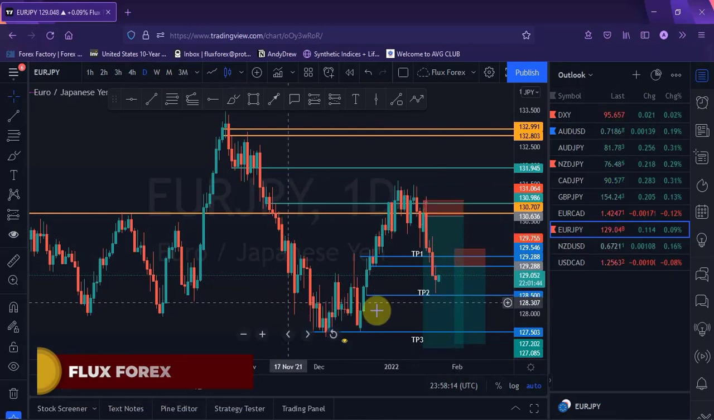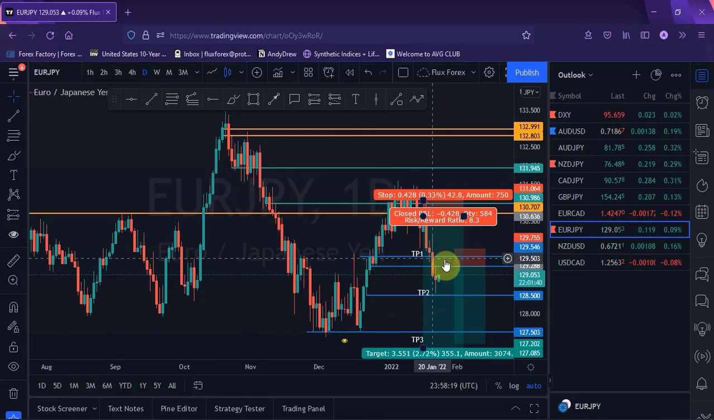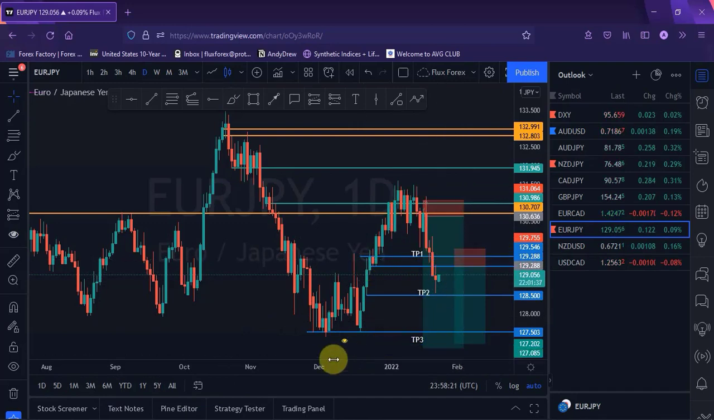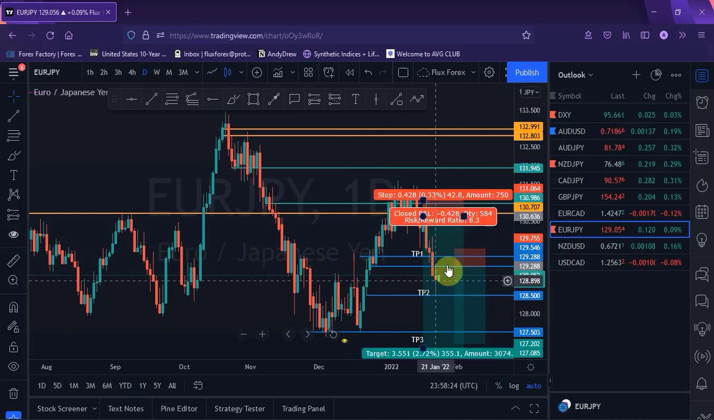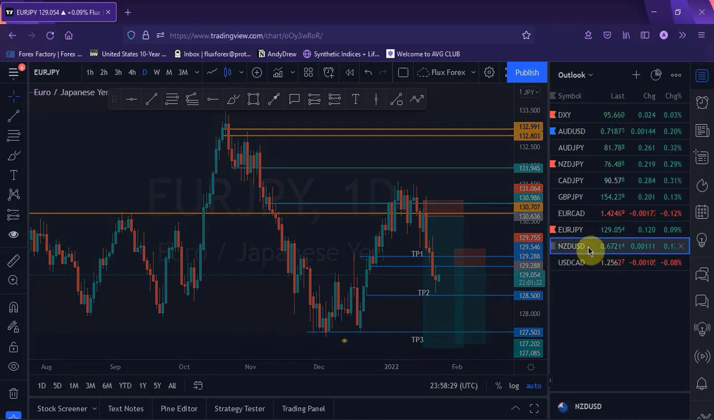So going into this week, I'm expecting that price is going to retrace back into the zone, and then we see a continuation to the downside. I'm really bearish on this pair too as well. Let's look at what is happening on NZDUSD.